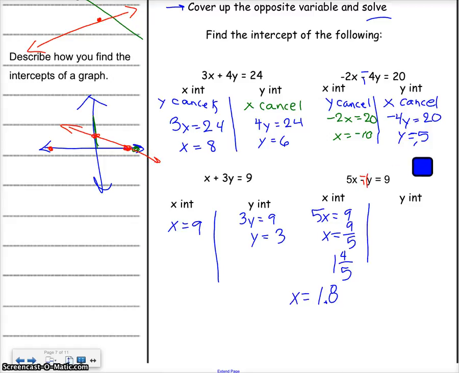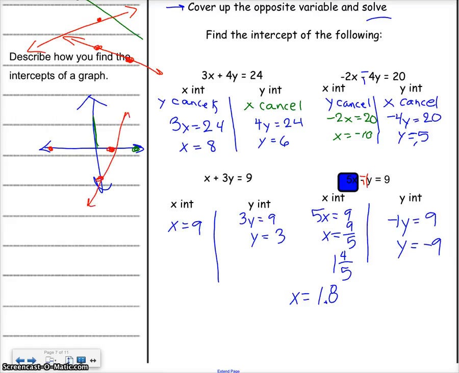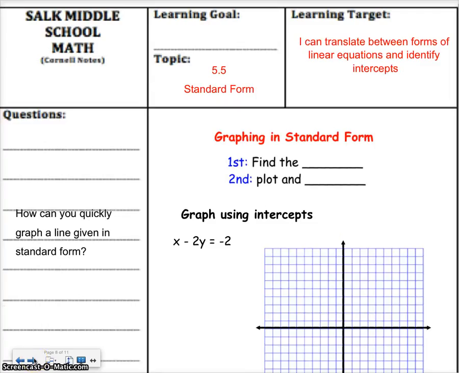My y-intercept, I need to get rid of my x. So I have negative 1y equals 9. Get rid of that negative 1 by dividing, and I get y equals negative 9. So you can still quickly graph this. It's a rough estimate because I am not going to calculate officially 0.8. There's no way I'm going to do that. And I get approximately 1.8, negative 9, and my graph would look something like that. So now that I've been showing you why I do it with all these graphings, let's formally learn how you graph in standard form.